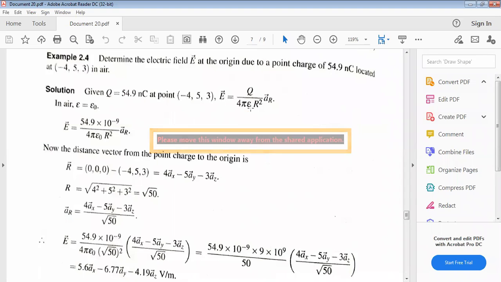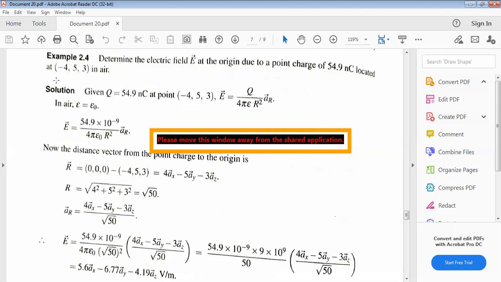Then according to the definition, E equals Q by 4 epsilon naught r square, times aR. So simply substitute: in air, epsilon equals epsilon naught. Here there is no need to consider epsilon r, because for air the epsilon r value is 1. E equals 54.9 nanocoulomb, that is 54.9 into 10 power minus 9, by 4 epsilon naught r.